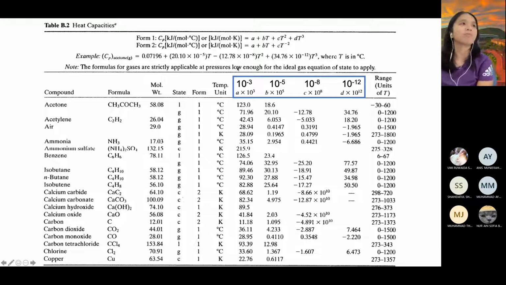Okay, then next. The number. Okay, nampak sini number dia ada A times 10 power 3, times power 5, times power 8, times power 12. However, in your calculation, you must use it as 10 power minus 3, 10 power minus 5, 10 power minus 8, 10 power minus 12. Okay, again, in the book, it's written as 10 power 3, 10 power 5, 10 power 8, 10 power 12. However, in calculation, you have to use it as 10 power minus 3, 10 power minus 5, 10 power minus 8, 10 power minus 12. Okay, nanti saya terangkan macam mana kita akan calculate guna table B2.